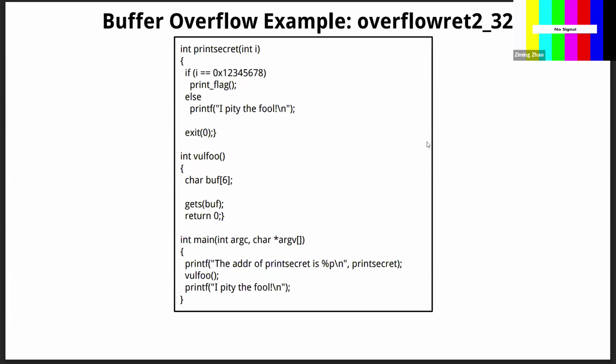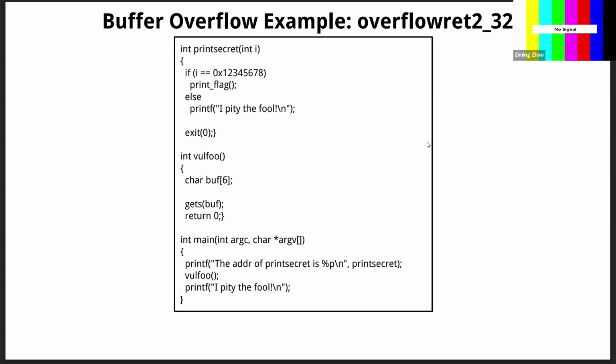So this is a little bit changed from the previous example. We still print out to you the function of print secret. Now it's not directly printing out print flag. Instead, we print out print secret, and print secret will call the function print flag. So the requirement for you is to return to print secret instead of returning to print flag here. If you return to print flag, it still works and you can get the flag, but I ask you to return to print secret.